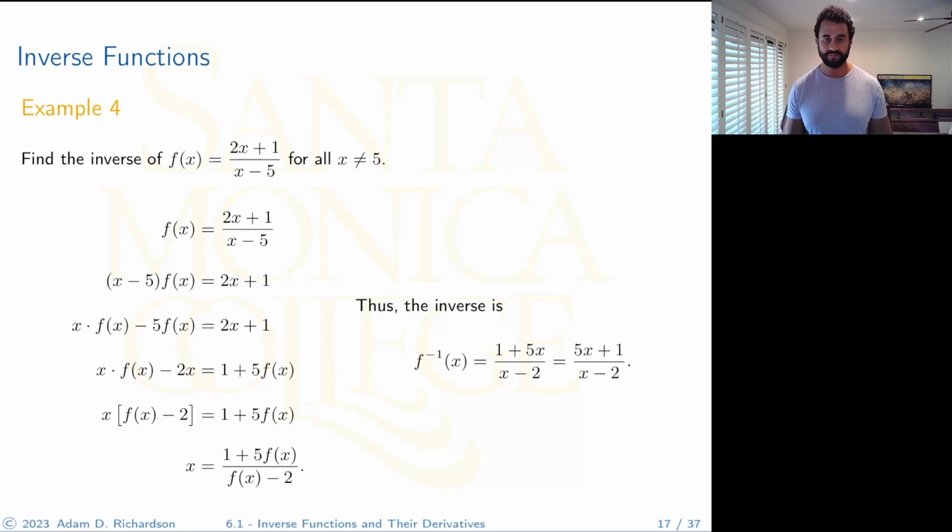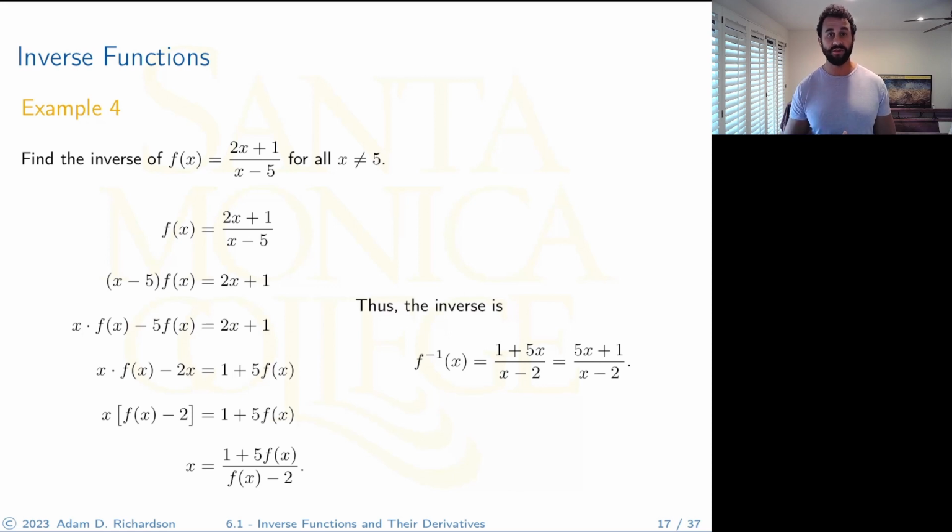Now the next step, I'm going to factor x out of both of these terms. Remember, this is x times f of x, and this is negative 2x. So I can factor an x out, and I get this. X times f of x minus 2. No change over here. And then the very last step is to divide both sides by f of x minus 2, and voila, that's what I get.